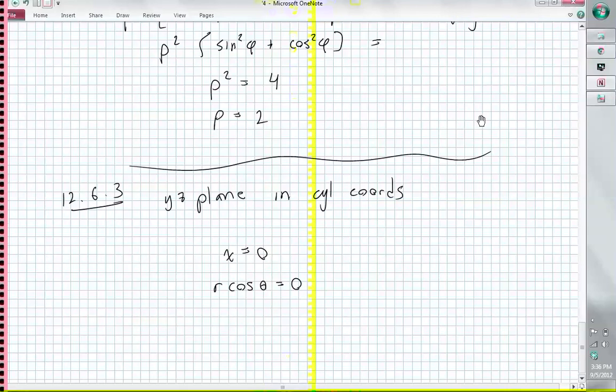Does it matter what my r is? Not so much. And how about my z? Not so much. So pretty much done. Cosine theta equals 0, theta equals pi over 2. So there's the equation of the YZ plane in cylindrical coordinates.